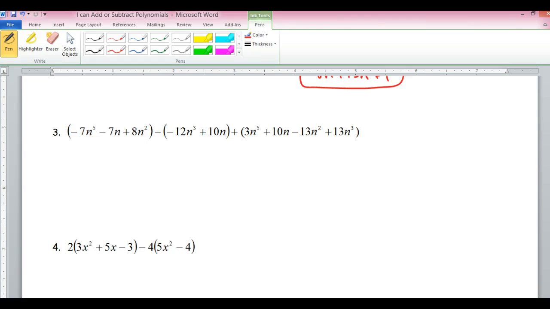Okay? The next example. I look at this first polynomial. Do I have anything on the left here to distribute? No. So I rewrite the polynomial. Negative 7n to the fifth minus 7n plus 8n squared. When I look at the next polynomial, out here is a negative sign. So what do I have to do with that negative? I must distribute it. So negative times a negative makes that positive 12n to the third. Negative times a positive makes that minus 10n. And then I look at this last polynomial. Since I'm adding it, nothing changes inside. So all I do is rewrite that polynomial.